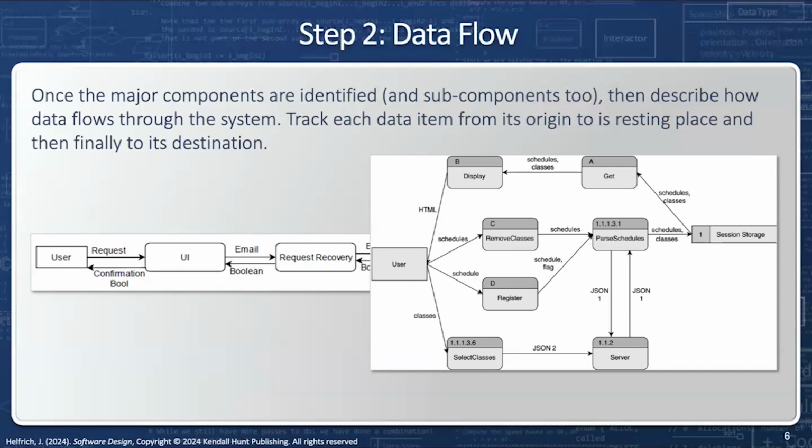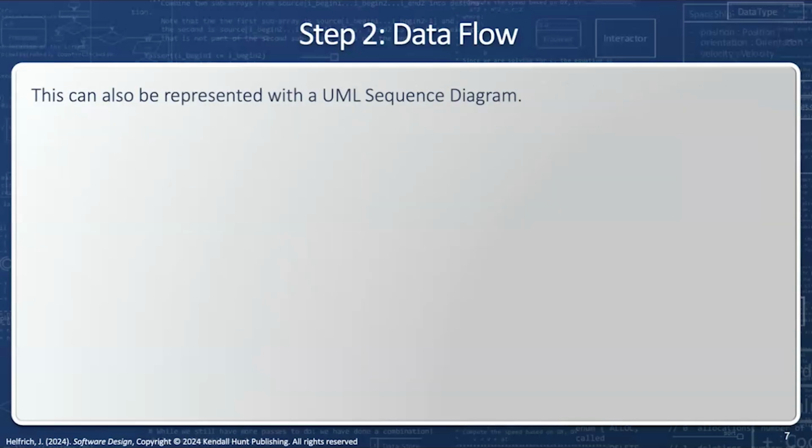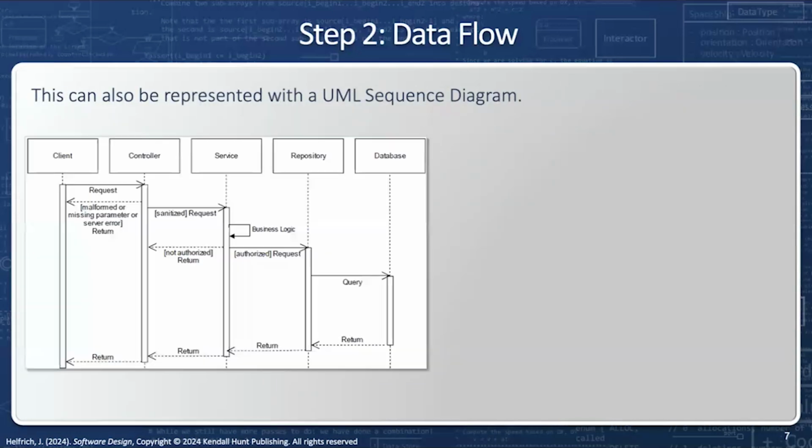A data flow diagram is a really good way to understand how these different subcomponents work and how data interacts between them. I can also help understand a subcomponent with a UML sequence diagram. In this case, we can see the client sends a request to the controller, and the controller sends a sanitized request to the service, and the service is going to do some business logic and then send a sanitized request to the repository.